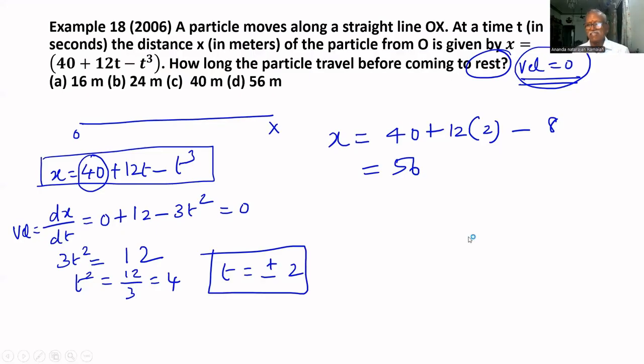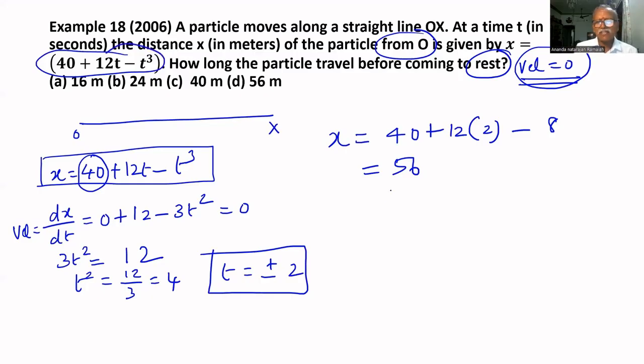But initially where it is? We do not know. Initially where it is? The sum is to cheat you. A particle moves along a straight line OX. At a time t, the distance x of the particle from O is given by this formula. This equation is from O. That's all. That is given.